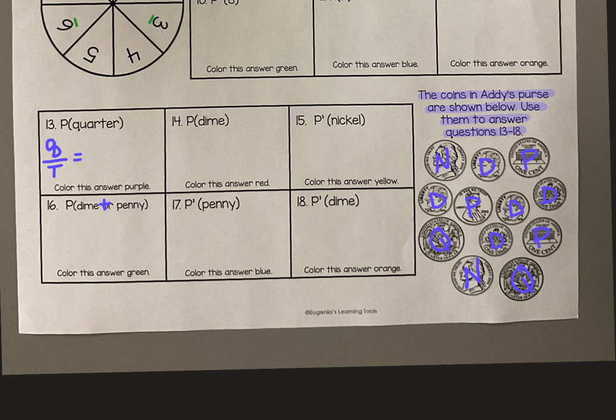So we want to know how many quarters. Well, there are only 2 quarters out of all those coins, and we have 1, 2, 3, 4, 5, 6, 7, 8, 9, 10, 11, 12 total coins. And that total isn't going to change, you guys. Problems 13, 14, 15, 16, and 17 will all have a total of 12. Then you will divide 2 divided by 12.